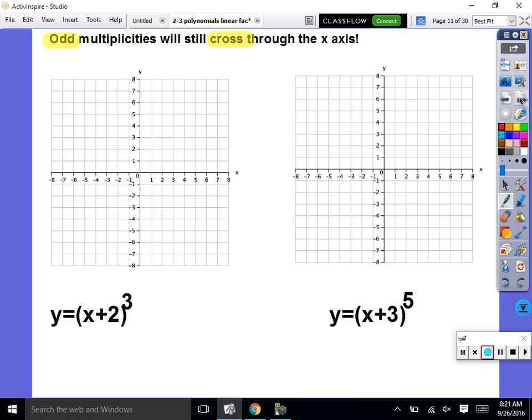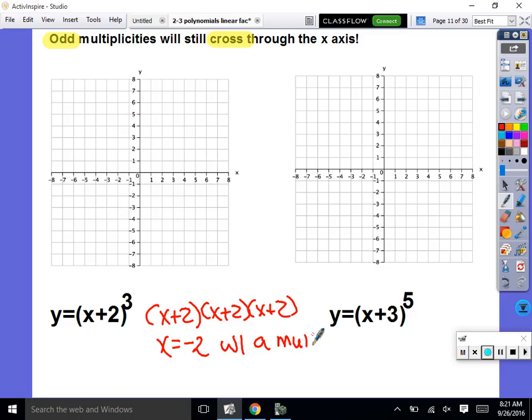Odd multiplicities will not bounce. They will cross through still. So right here, x plus 2 cubed. Don't we know that that's x plus 2 times x plus 2 times x plus 2? Everybody? So don't we get x is equal to negative 2 with a multiplicity of 3? Because 3 is odd, it's just still going to cross through at negative 2, even though it had multiple multiplicities.